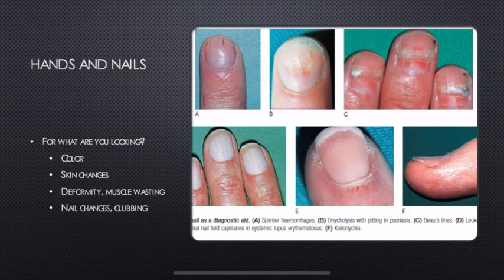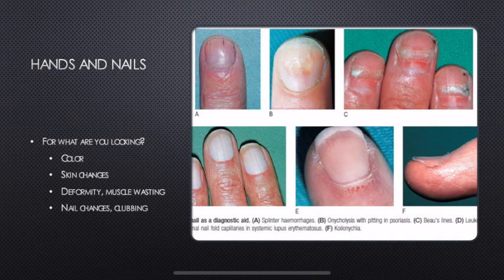The deformities, I already showed you Dupuytren's contracture. You also might notice muscle wasting, where it looks like there are ridges and valleys in between the bones of the hand. That could be from malnutrition or a neurologic problem preventing them from maintaining muscle bulk and tone in their hands. You can also notice changes at the nails. The nails are very important to observe. And maybe after you shake their hand, you just take a quick glance.